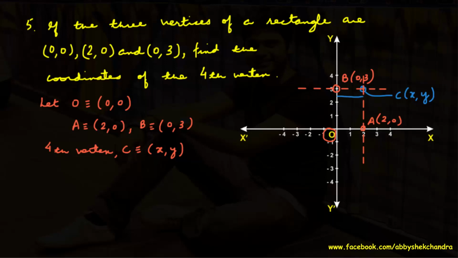Therefore, the x coordinate of C will be this distance, which will be equal to this distance, which is equal to 2. Note that the point A has the same x coordinate. Similarly, the y coordinate of C will be this distance, which is equal to this distance, which is equal to 3. Again note that the point B has the same y coordinate. So the coordinates of the point C are 2, 3.